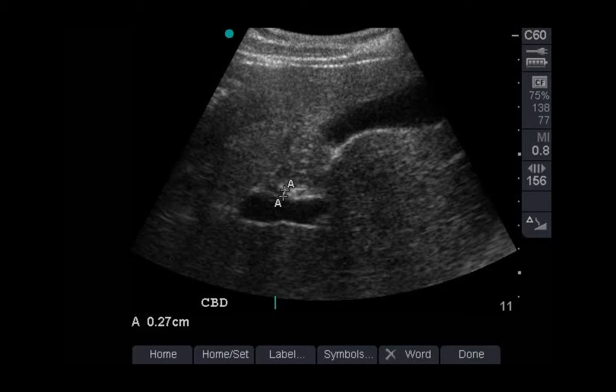Here's another example of a normal common bile duct, which measures 2.7 millimeters. As you see, the structure is small, so it's important to have the appropriate depth on your probe to obtain the most accurate measurement.